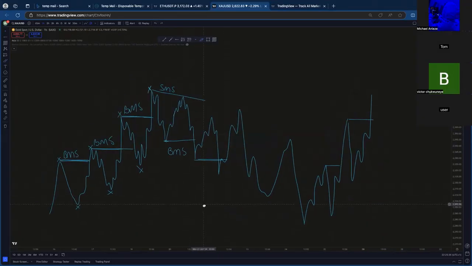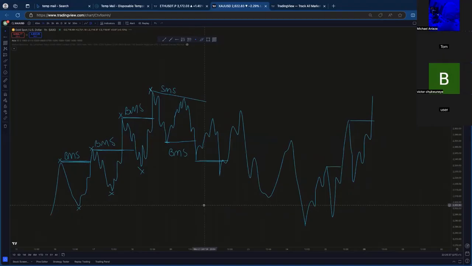Is there any question? Does anybody have any question on this, or do we all understand this market structure? Yes, I have a question. All right. What's up?